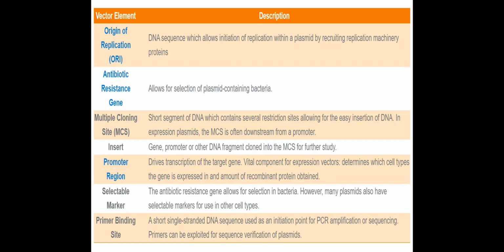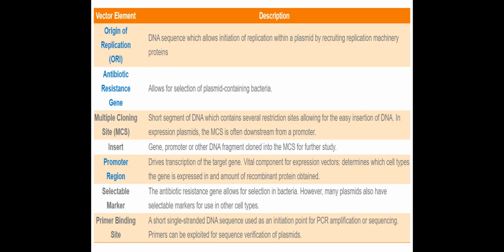Then it must have a multiple cloning site, which allows easy insertion of the DNA because it carries several restriction sites for different types of restriction enzymes. Then the insert: your recombinant vector must have the insert, so the DNA fragment must be inside the MCS. Then it must have a promoter region if your objective is expression, where you want the recombinant protein. When there is a promoter, transcription will occur and then translation gives your recombinant protein.